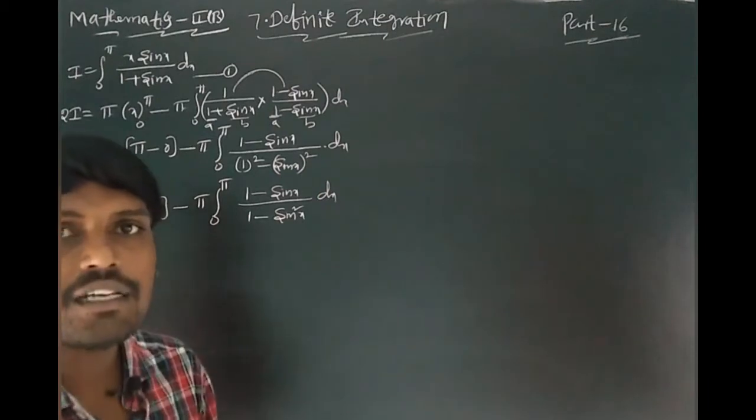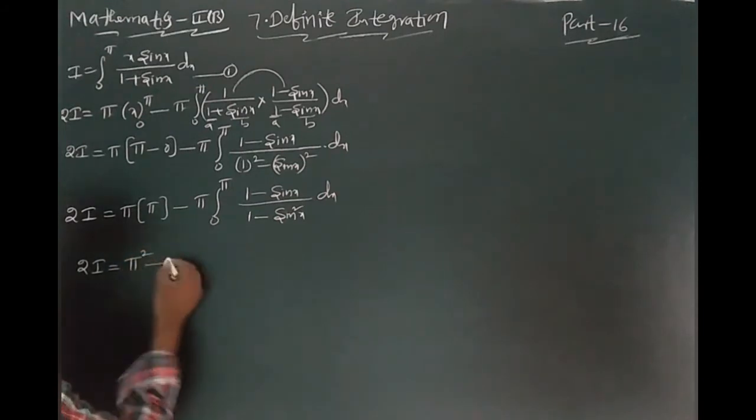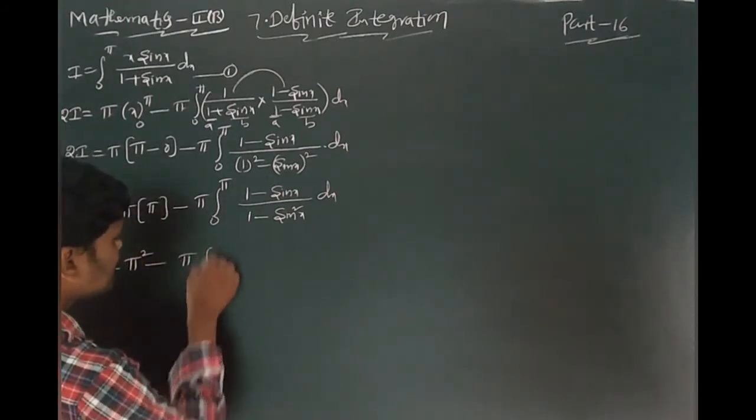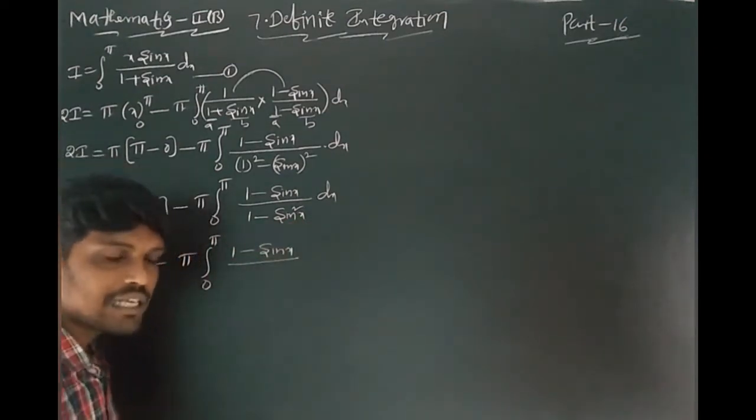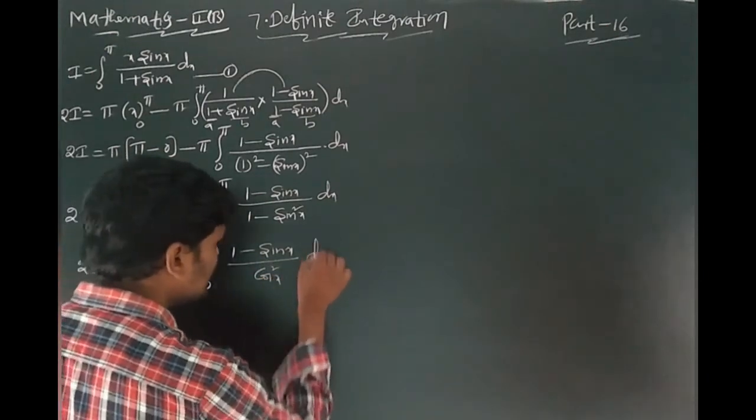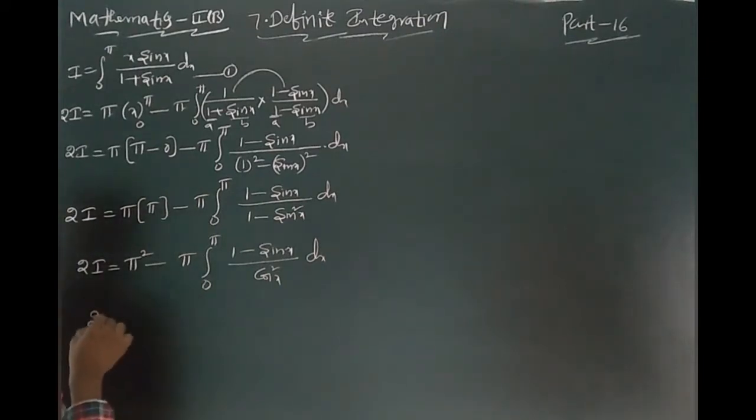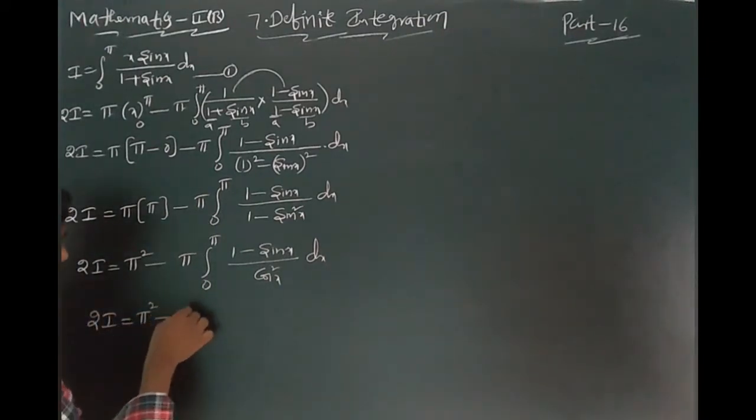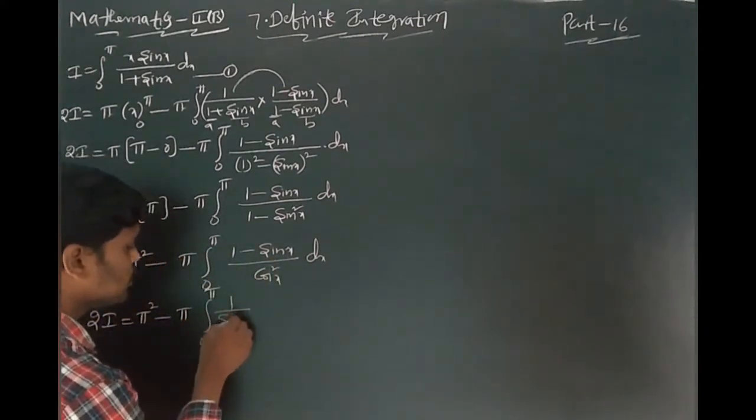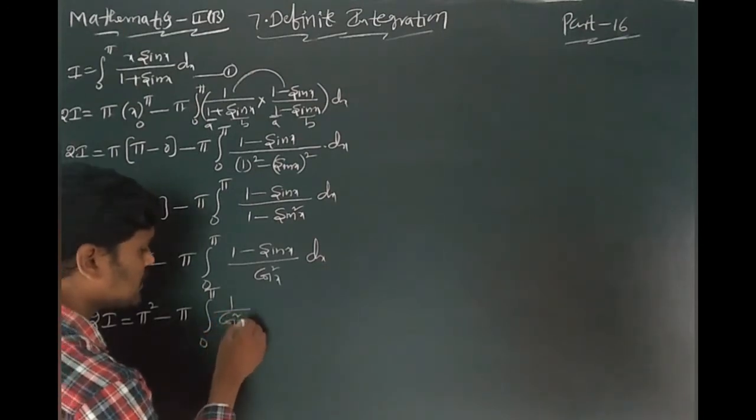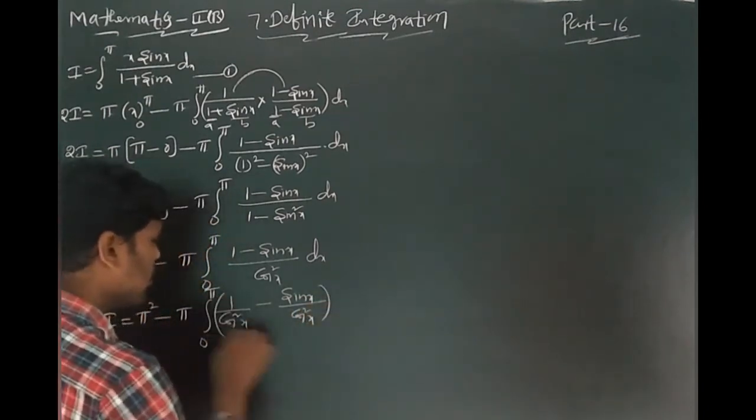By the first identity of trigonometry, what is the value of 1 minus sin square x? 2I is equal to pi square minus pi into integral 0 to pi, (1 minus sin x) by cos square x, dx. After that, 2I is equal to pi square minus pi into integral 0 to pi. You can separate it here: numerator, 1 by cos square x minus sin x by cos square x, whole dx.